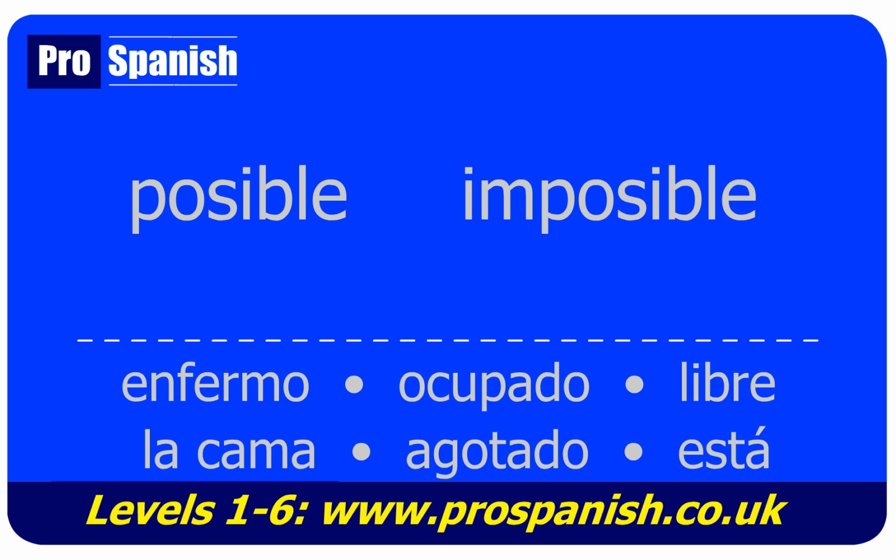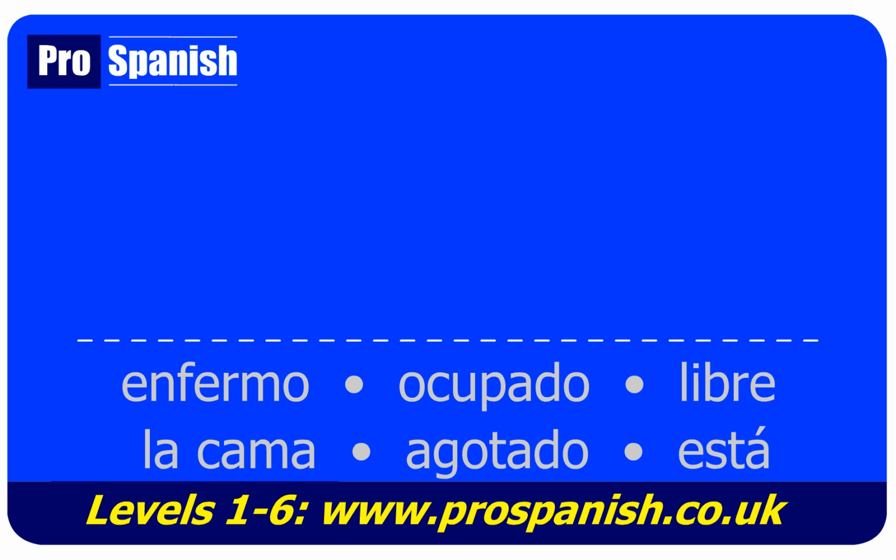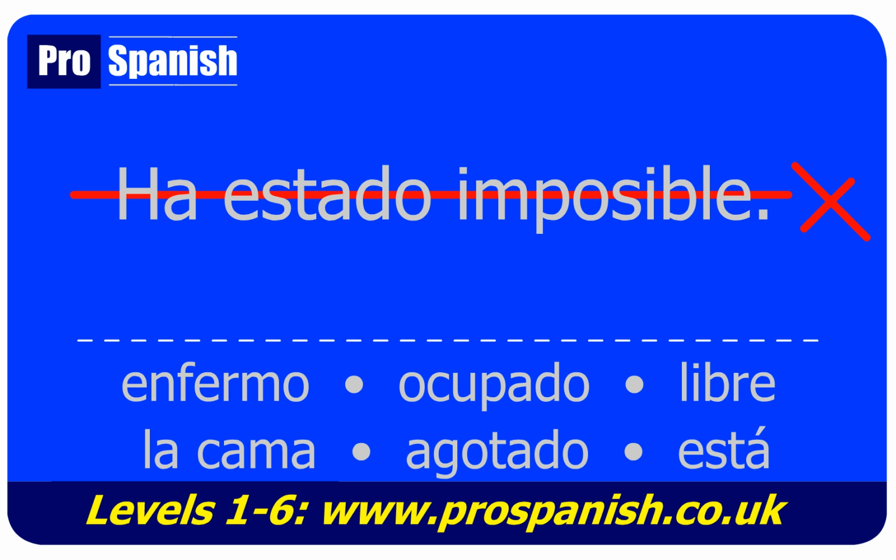Possible and impossible. So how about if we wanted to say it's been impossible? Well, we know it has been is ha estado. It has been, ha estado. But it would be incorrect to say ha estado imposible.